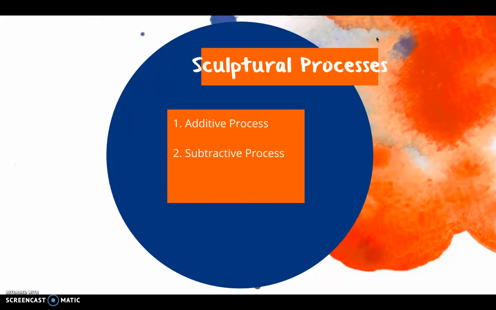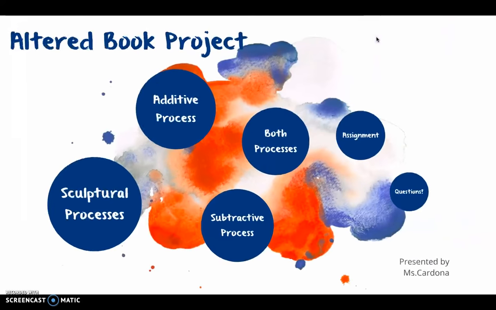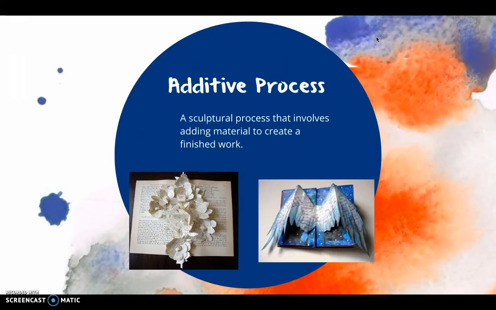While these processes' names in itself explain how to go about doing it, we're going to dive into these a little bit further. The additive process is the most commonly used sculptural process today. The additive process involves adding material to create a finished work.